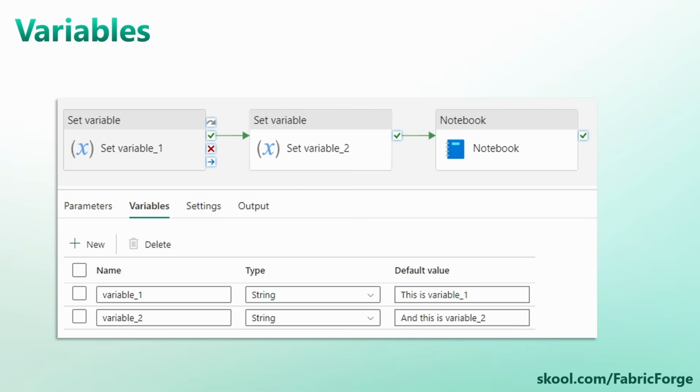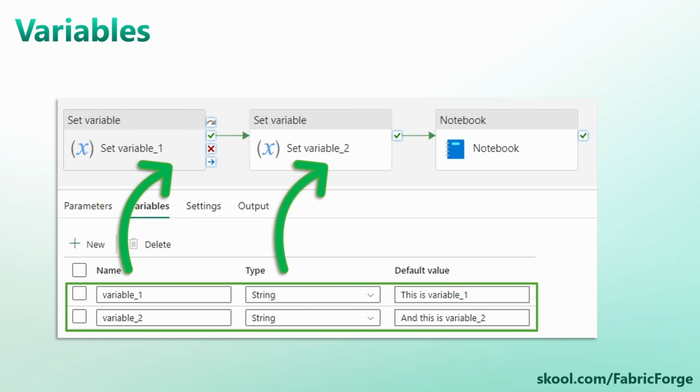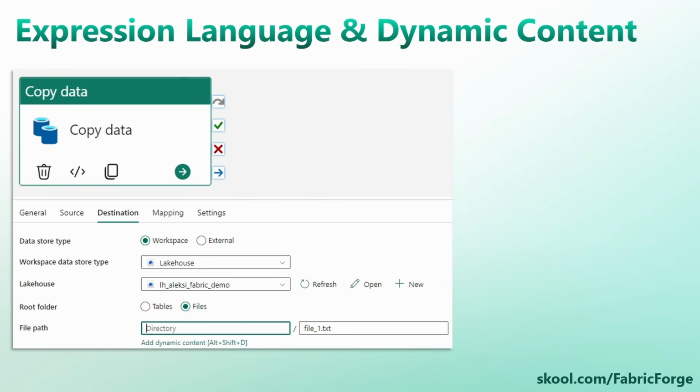Also, there are variables in pipelines that can be used in a similar fashion to parameters. The main difference between parameters and variables is that parameters are used to get information from outside of the pipeline into the pipeline, and variables, on the other hand, are defined inside the pipeline and have to be set during the execution using the set variable activity or default values. Like with parameters, variables support many different data types, but the options are a bit more limited compared to parameters. Pipeline parameters and variables can be referenced in other activities by using the pipeline's expression language.